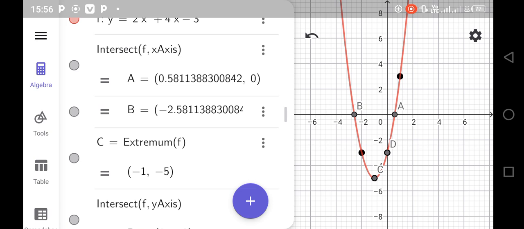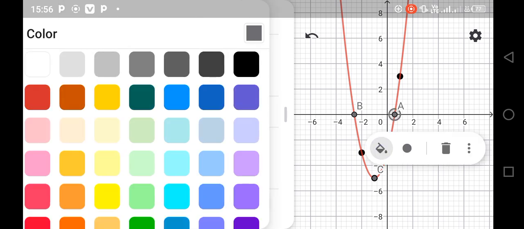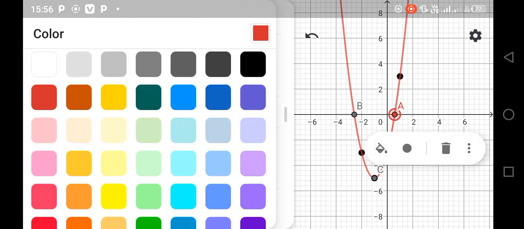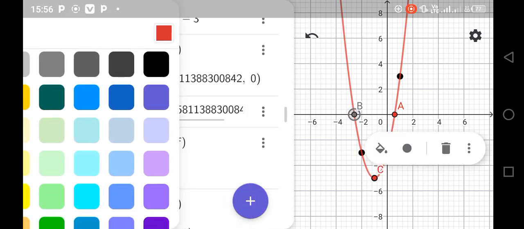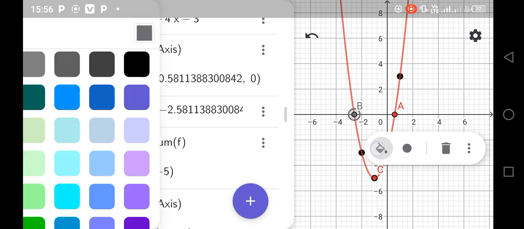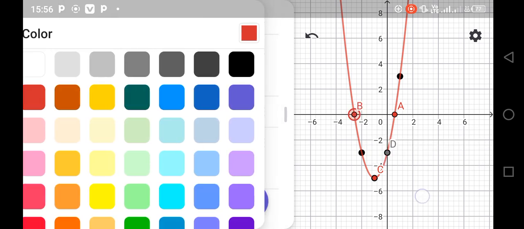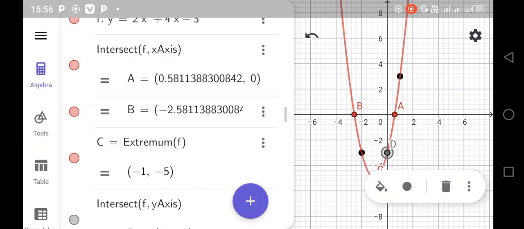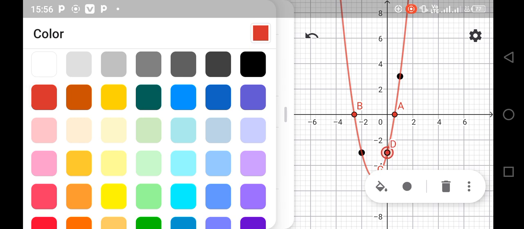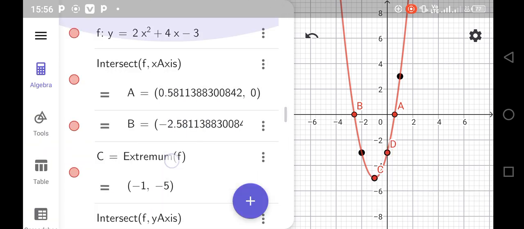The points now, let's give them a good color. Point A, and then you can have the point C. Point B also you can have it, and the point D. It looks nice now. So we have drawn the graph for the function y = 2x² + 4x - 3.